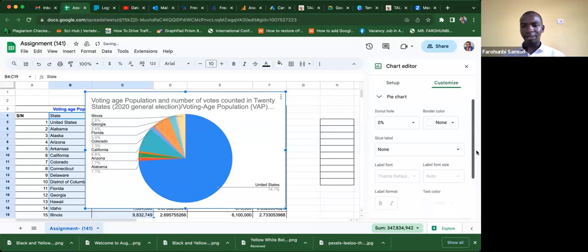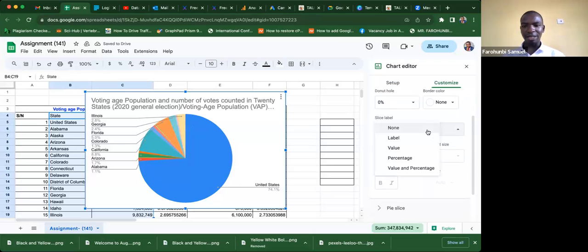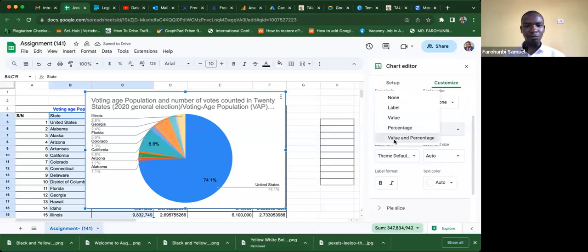And then I can decide to make the slice label carry the label to show the states. Now, I can decide that I want it to just show the value. I can decide that I want it to show percentage. In fact, I can also have value and percentage this way. So it depends on what I want to highlight in the data. So if I want it to be in this form, California, United States, you have it there.